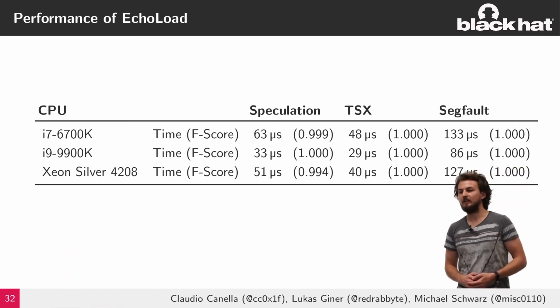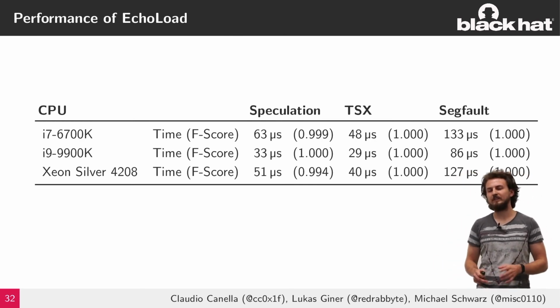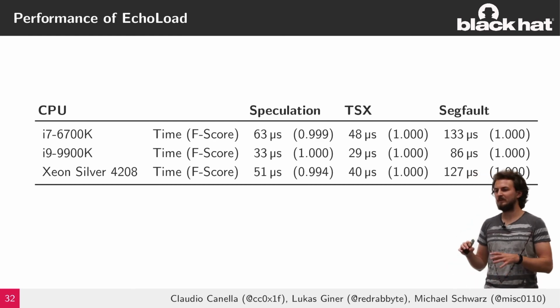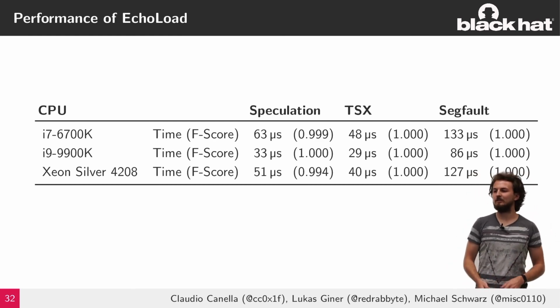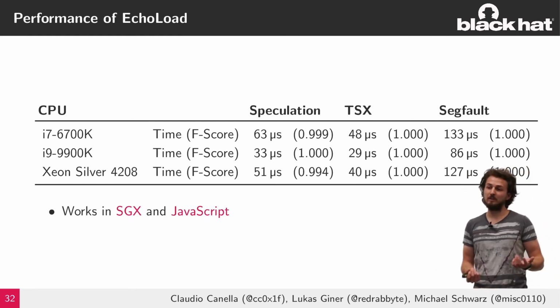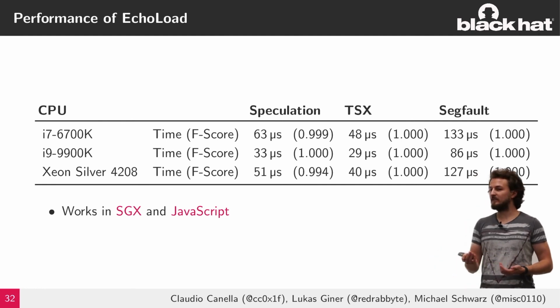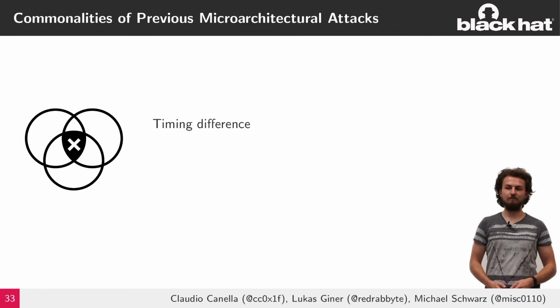And for the other CPUs with speculation, we sometimes see that it's not completely perfect, but this is more or less because inducing speculation doesn't always work reliably. So this might be the explanation for that. What we were also able to show is that this attack works in SGX, and we can also use it in JavaScript.